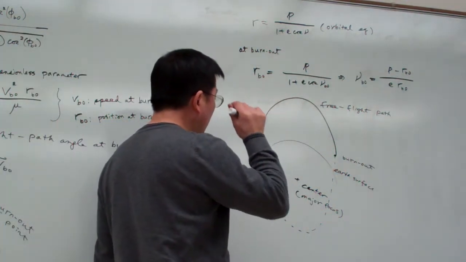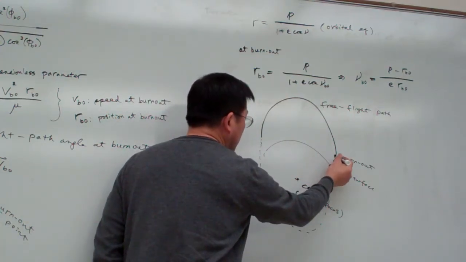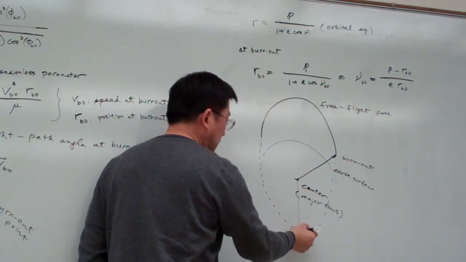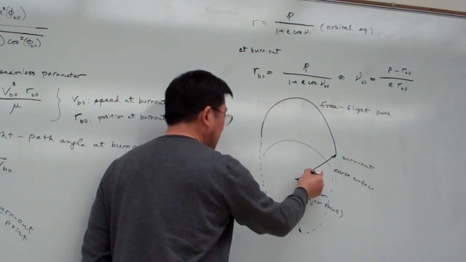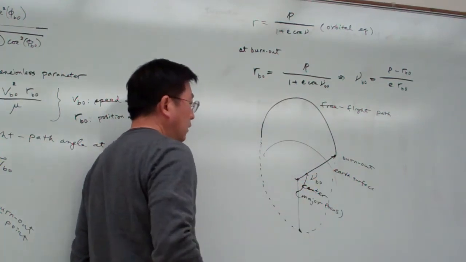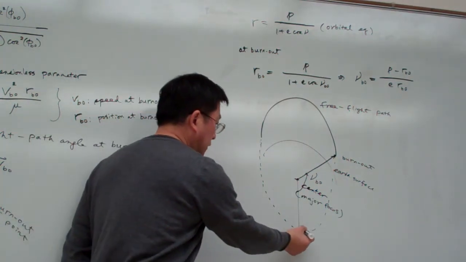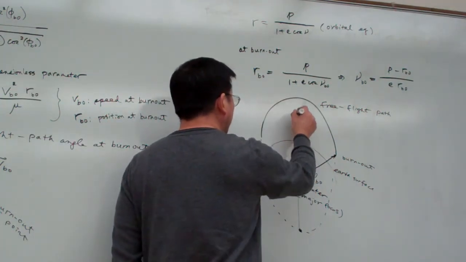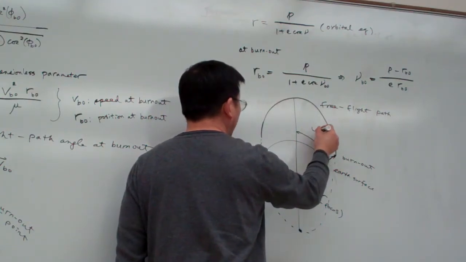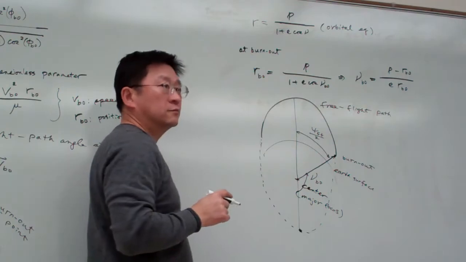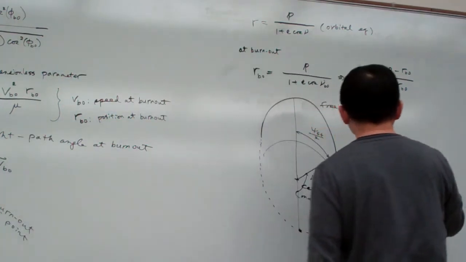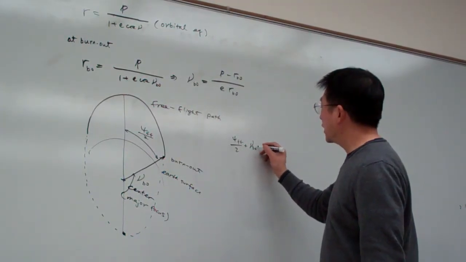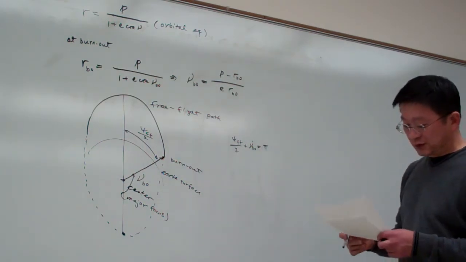So here we can dig into our concept. Here you can see this is the position at the burnout. If this is the periapsis, this is our definition of nu BO, right? That is the true anomaly measured from the perigee of the orbit. And this one is what we define as half of the free flight range angle. So you can see half of phi FF plus nu BO equals pi. So we can introduce the information here.